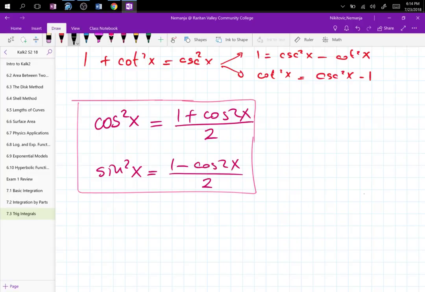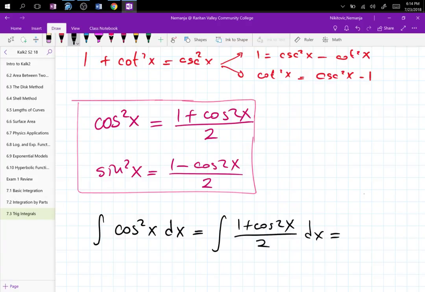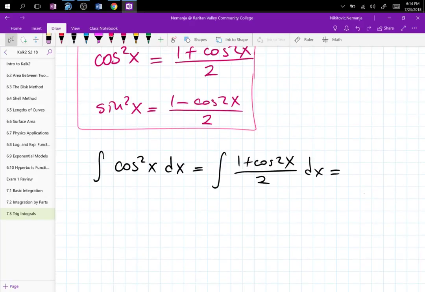But what do we need this for? The only way to integrate cosine squared x dx is to integrate 1 plus cosine 2x over 2 dx. I know we did this earlier in class at some point, but let's write it one more time. I can kick 1/2 outside. When I integrate 1, I get x. And when I integrate cosine, the integral of cosine is positive sine. So I have plus 1/2 sine 2x, and we have plus C.